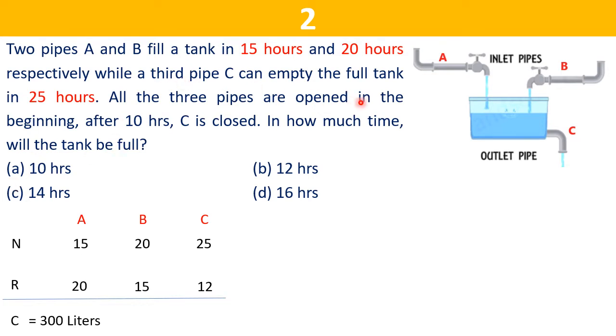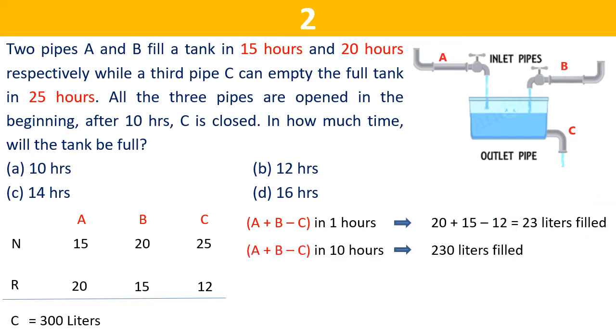All the three pipes are opened in the beginning, and after 10 hours C is closed. So let us say A, B are filling pipe and C is emptying pipe. So what will happen in 1 hour? 25 plus 15, that is 35 liters of water will be added to the tank every hour, but 12 liters of the water will be drained out from the tank every hour. So net stored in the tank is 23 liters in 1 hour. And if this is going to continue for 10 hours, net stored in the tank will be obviously 230 liters.